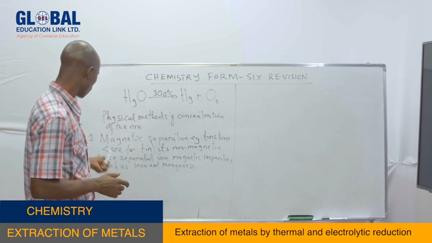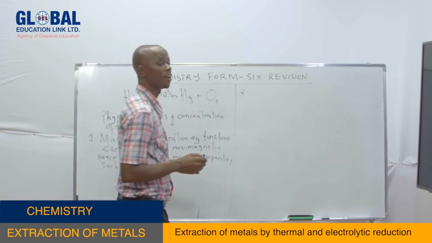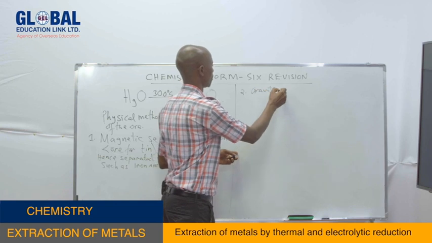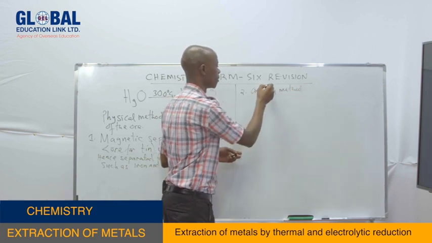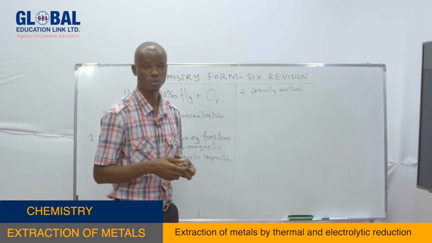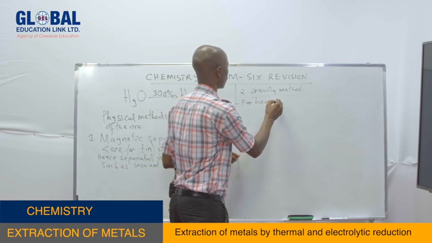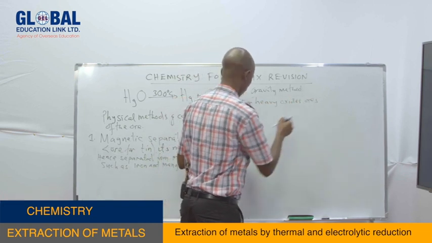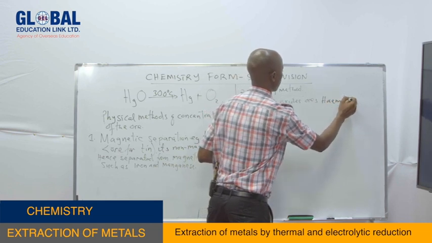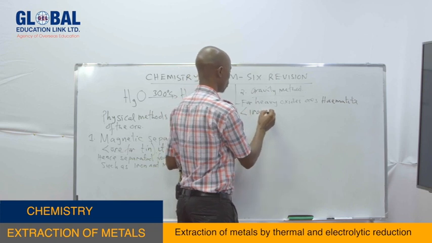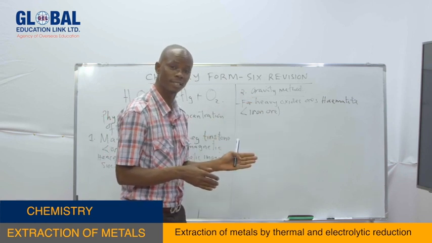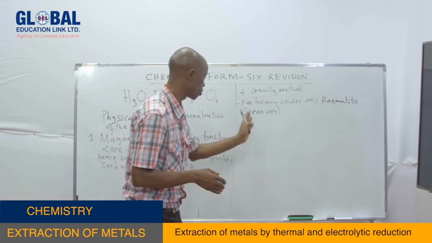It is important. Now, the second one, we have also the gravity method. This gravity method is used especially for heavy oxide ores like hematite, which is iron ore. We can remove the sand impurities and other earth impurities associated with this one by the gravity method.